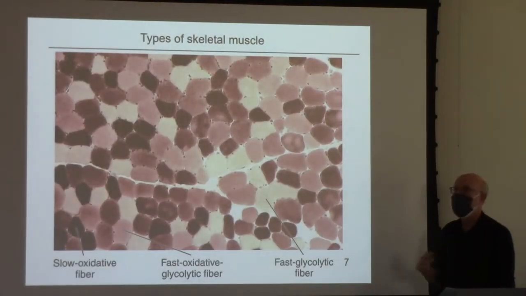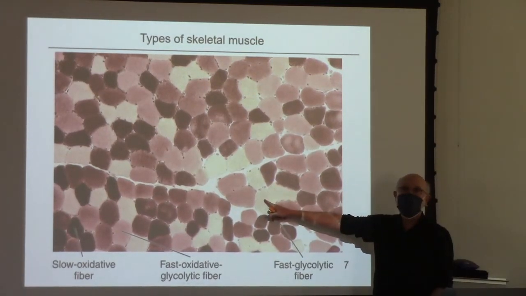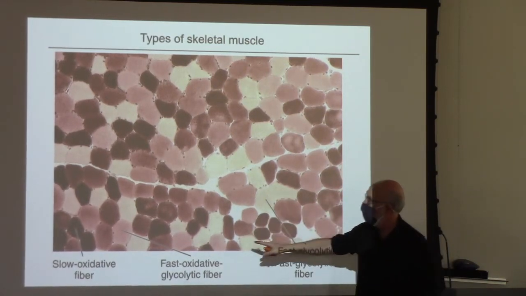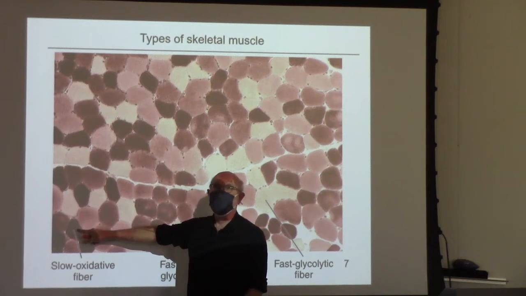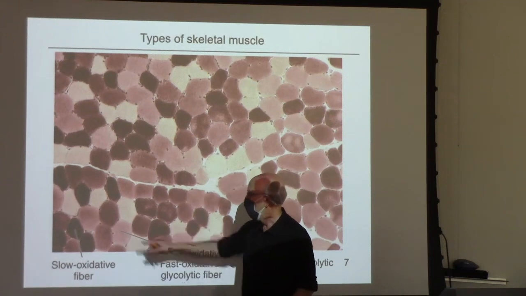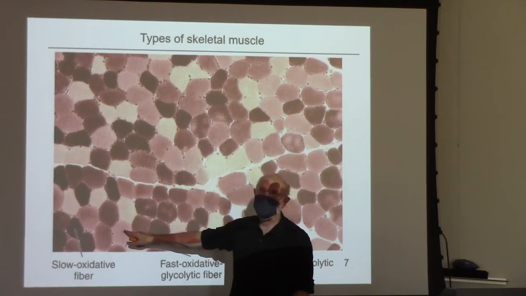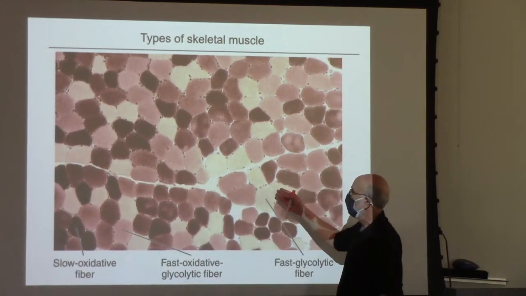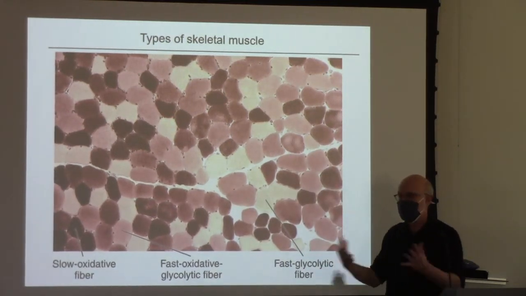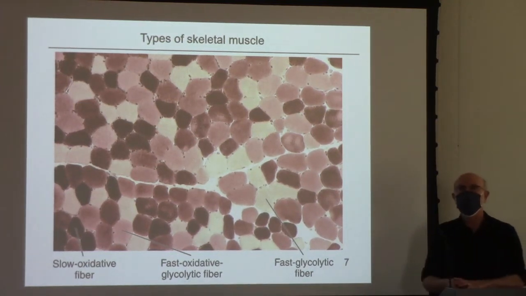Most of your muscles are a mixture of fatigable fast, white, no myoglobin, no mitochondria. Slow, red, lots of myoglobin, lots of mitochondria. And pink-ish, fatigue resistant, but fast. So this is a good example of the three types of muscle cells, muscle fibers, in a muscle. Most of your muscles are a mixture.